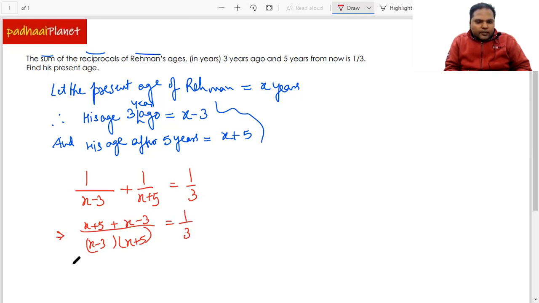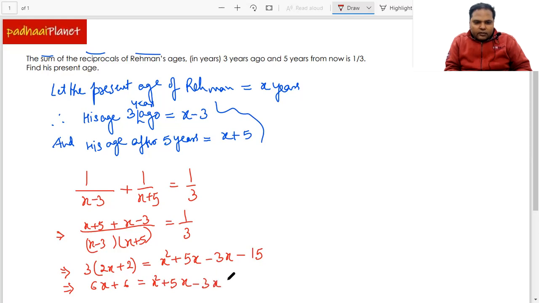Now further simplify this and we will get 3 multiplied by 2x plus 2 over x square plus 5x minus 3x and minus 15. Now let's further simplify this. So this is like 6x plus 6 is equal to x square plus 5x minus 3x and minus 15, right?